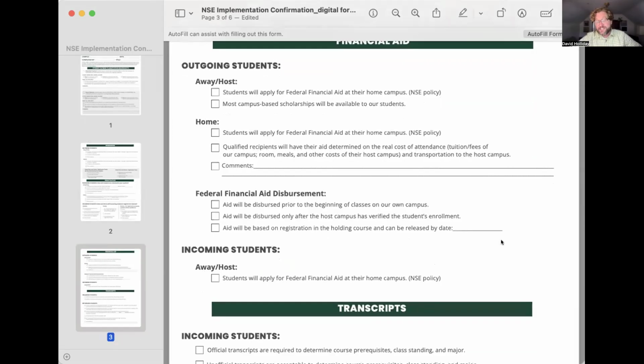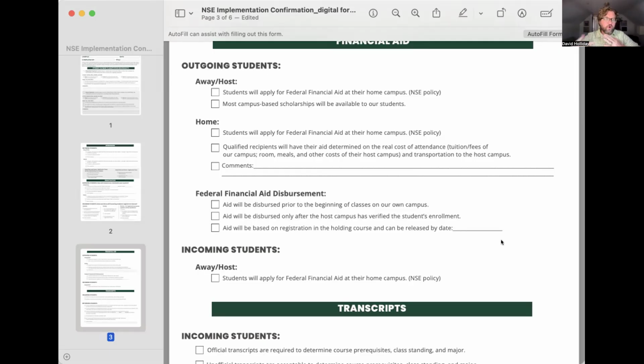Financial aid, this is a really key process. So over 50% of NSE students identify as Pell eligible. And in addition to that, many of these students also are receiving other forms of federal financial aid, other state-based aid, and campus scholarships as well. So NSE students, by and large, receive a lot of financial aid. So it's very important that you have solid processes and that you yourself understand how this works and have a solid relationship with your financial aid office.